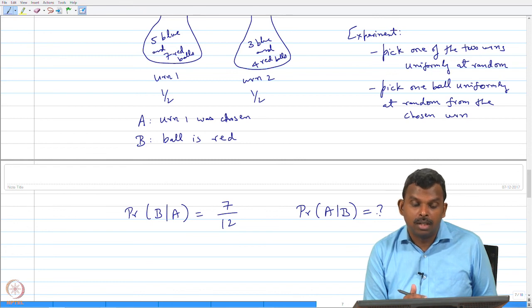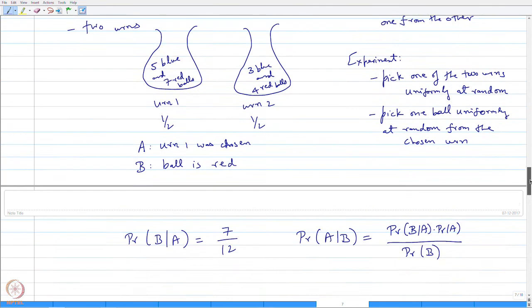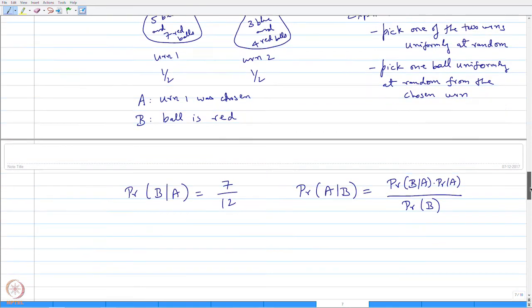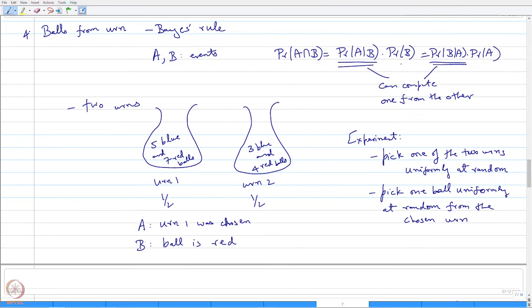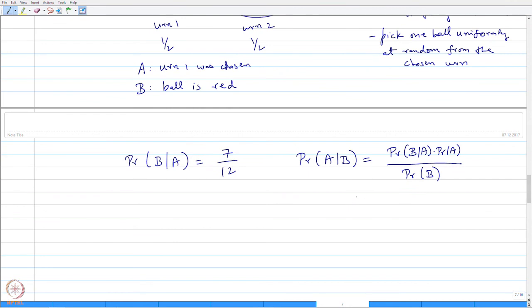What is the chance that urn 1 was chosen given that the ball came out to be red? It is an interesting question, and Bayes rule can be used to answer it. Probability of A given B is probability of B given A times probability of A, divided by probability of B. The numerator we already computed.